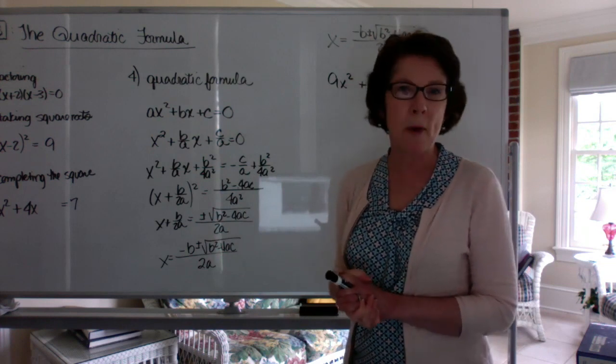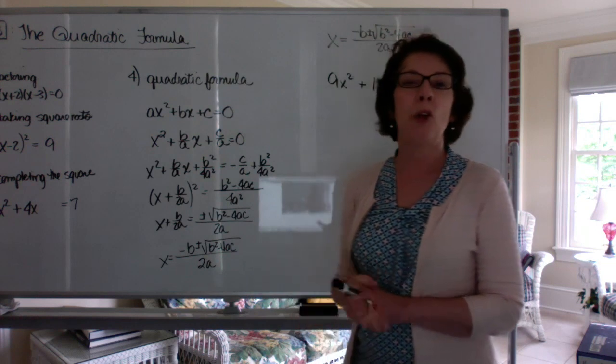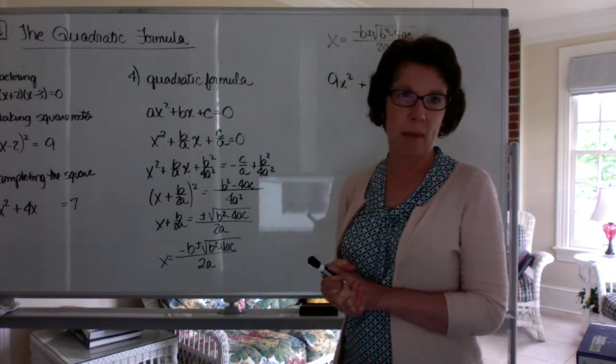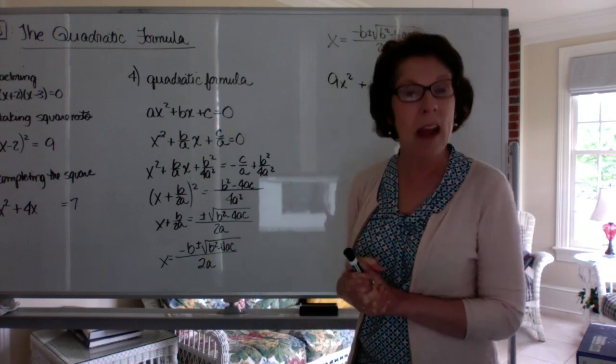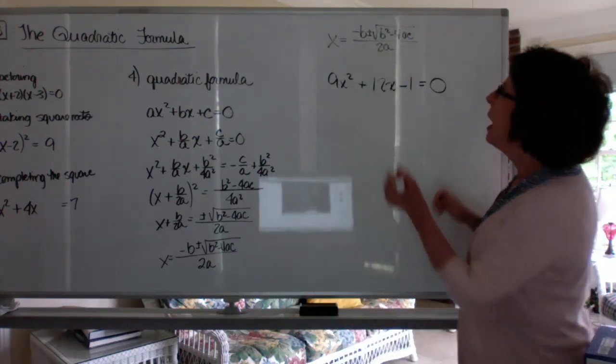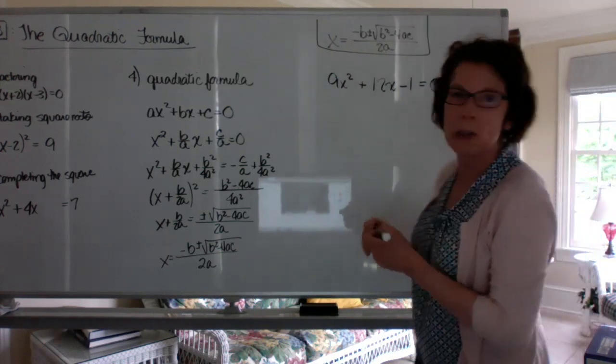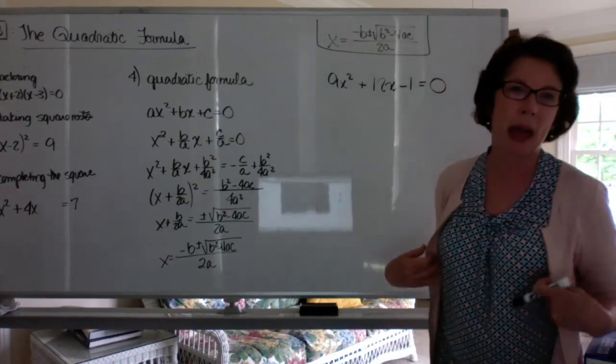Normally, you would have to memorize that. Next year in Honors Algebra 2, if you choose to go on, you will have to memorize this formula. But for this year, open book everything. Okay. Now, I went ahead and wrote it up here. X equals negative b plus or minus the square root of b squared minus 4ac all over 2a.